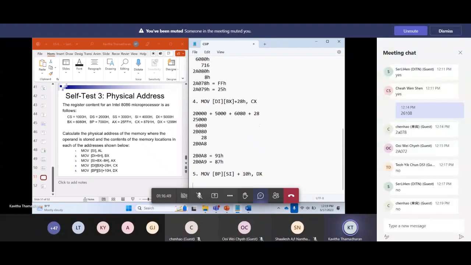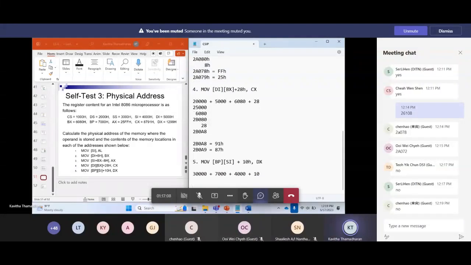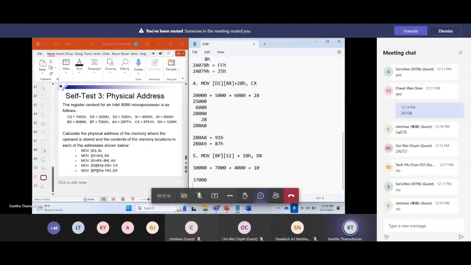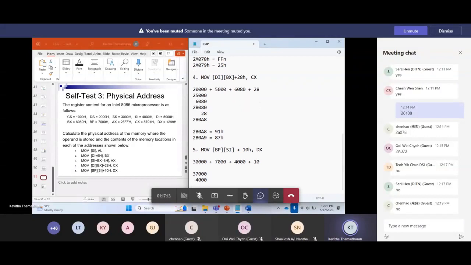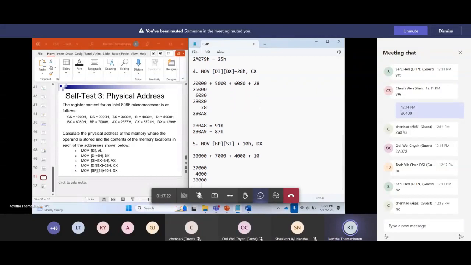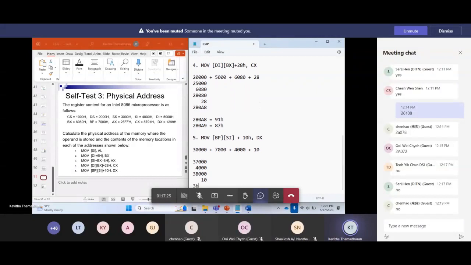Right, the last one for BP, you need to combine with SS, and the value of SS is 3,000, which makes it as 30,000. Then you plus with BP, which is 7,000. You plus with SI, which is 4,000. And you plus with 10. So it's easy. So 30,000 plus 7 is 37,000. Then you plus with 4,000. 7 plus 4 is 11. 11 will be B000. Okay, and then you plus with 10. You get 3B010. Okay, so that's your final answer.